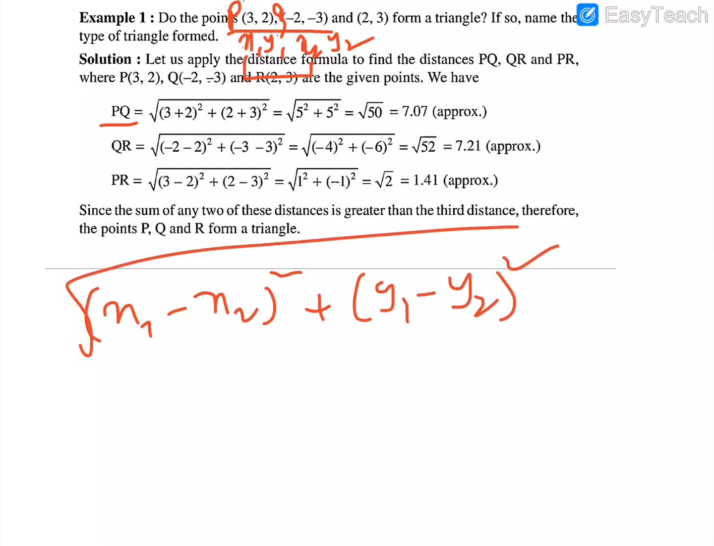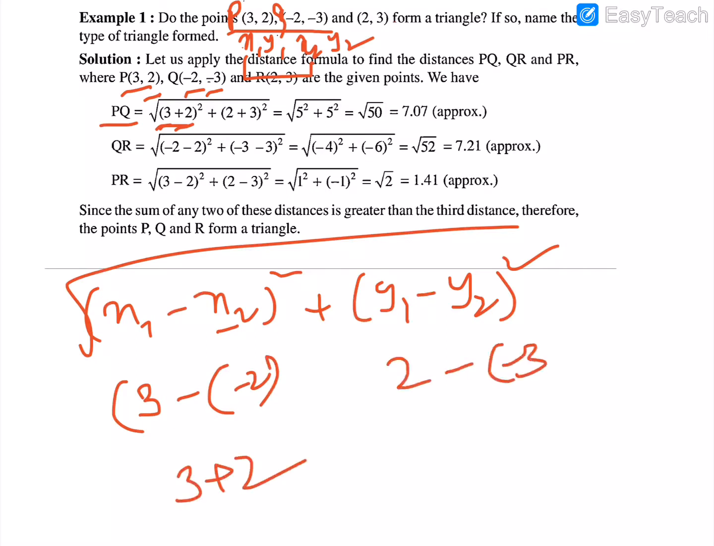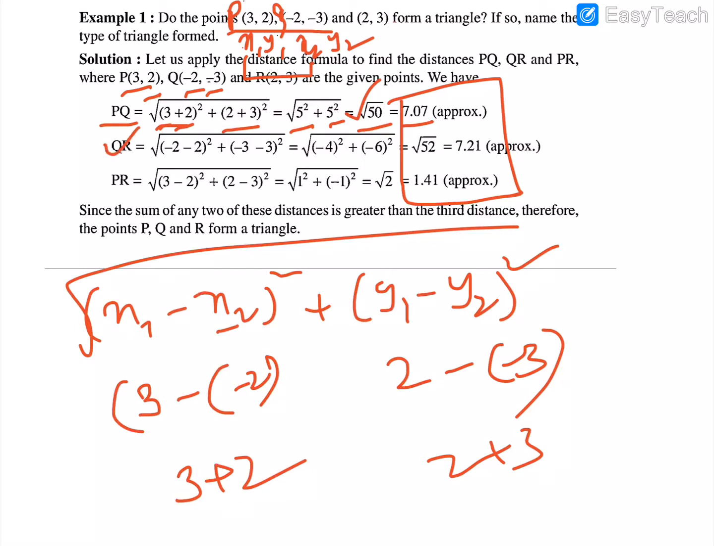In place of x1 we have 3, x2 is minus 2, minus into minus becomes plus 2. Similarly y1 minus y2: here 3 minus of minus 2, so it becomes 3 plus 2. Similarly 2 minus of minus 3 becomes 2 plus 3, so 2 plus 3 whole square, that is root of 5 square plus 5 square, root 50. Approximate these values; even if you don't, it is sufficient if you write up to root 50.